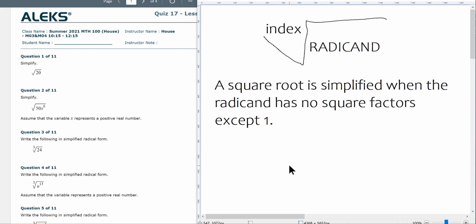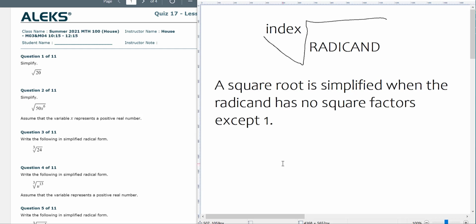Lesson 17. In this lesson, we're going to simplify radicals. I want to remind you that in a radical there are two parts. There is the index, which tells you what root it is, like a square root or a cube root, and the radicand, which is the number on the inside. So throughout this video, I will refer to the radicand and the index.